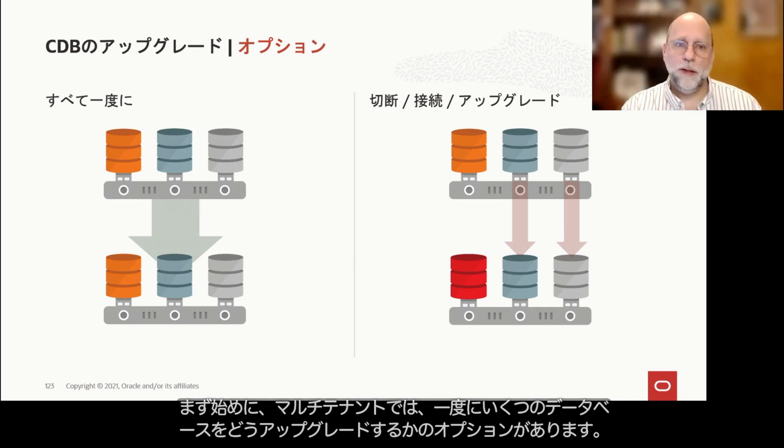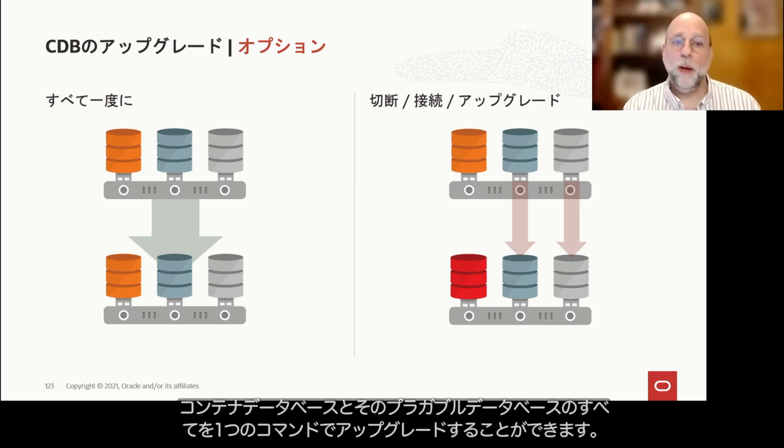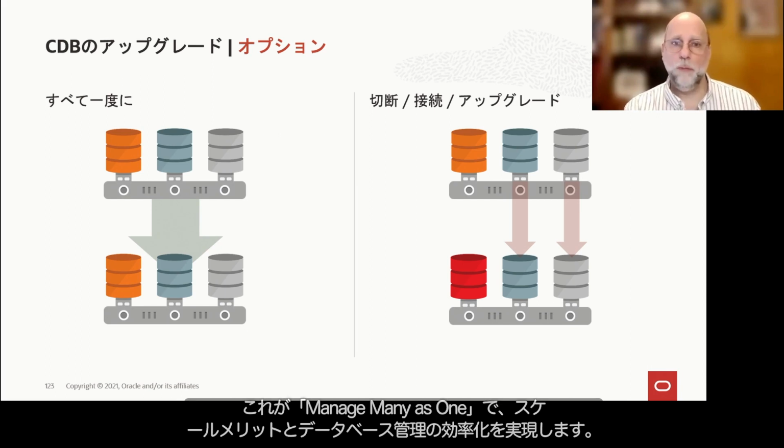One of the things that we can start with is that multi-tenant gives you options of how many databases you're going to upgrade at once. We can upgrade a container database with all of its pluggable databases with one command. That's your manage many as one, where you get the economies of scale in database management.